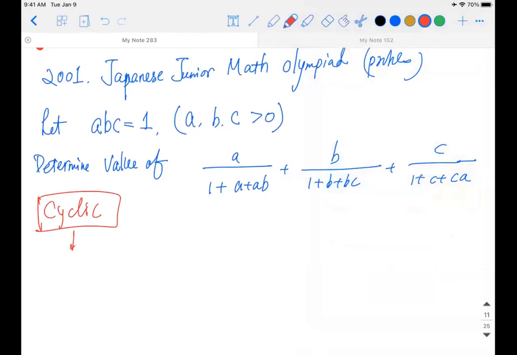Rotational symmetric means A, B, B, C, C, A, they're kind of doing a rotation, right? Everything is symmetric. But there are not only 2 numbers, there are 3 numbers, rotationally symmetric. And the question is asking you, what is the value of such an expression?